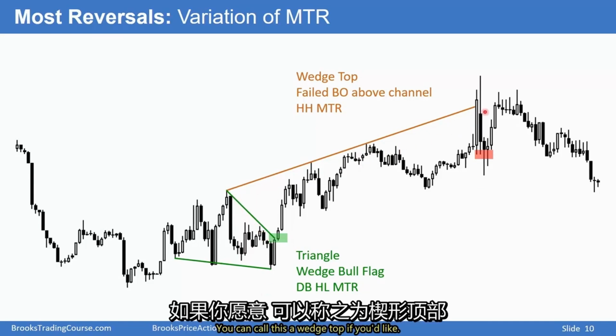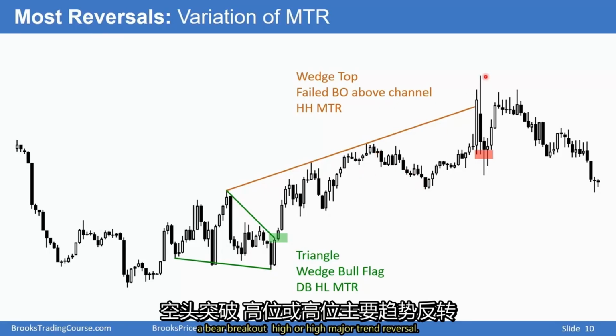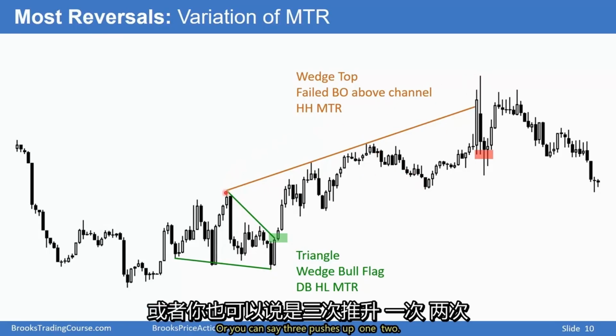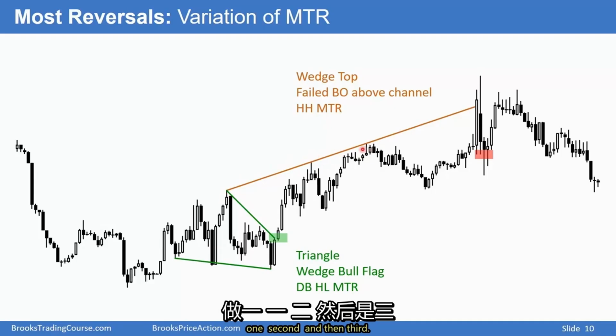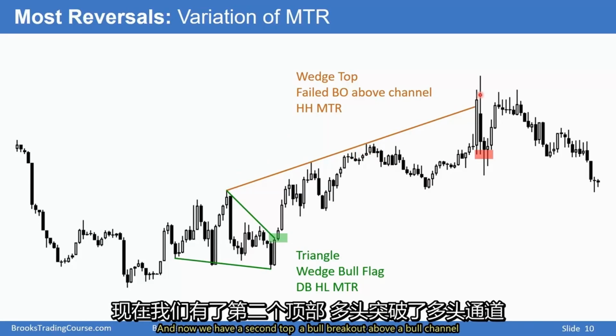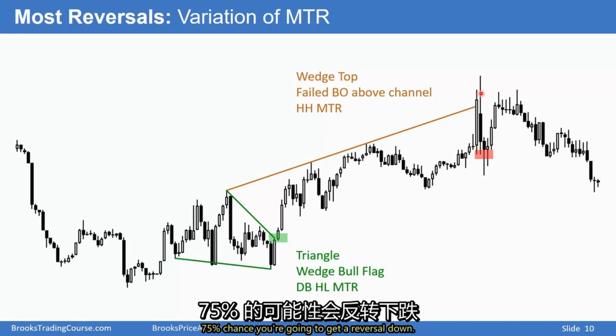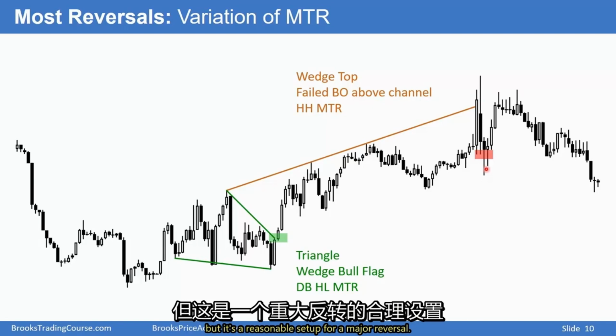You can call this a wedge top if you'd like. If you want, you can call it a bull trend, a bear breakout, higher high major trend reversal, or you can say 3 pushes up. 1, 2, these 2 legs, you can call these 2 legs 1, 1, second, and then third. Or you can say we have a wedge top, 1, 2, 3, that failed, and now we have a second top, a bull breakout above a bull channel, 75% chance you're going to get a reversal down. Again, it doesn't matter what you call it, but it's a reasonable setup for a major reversal.